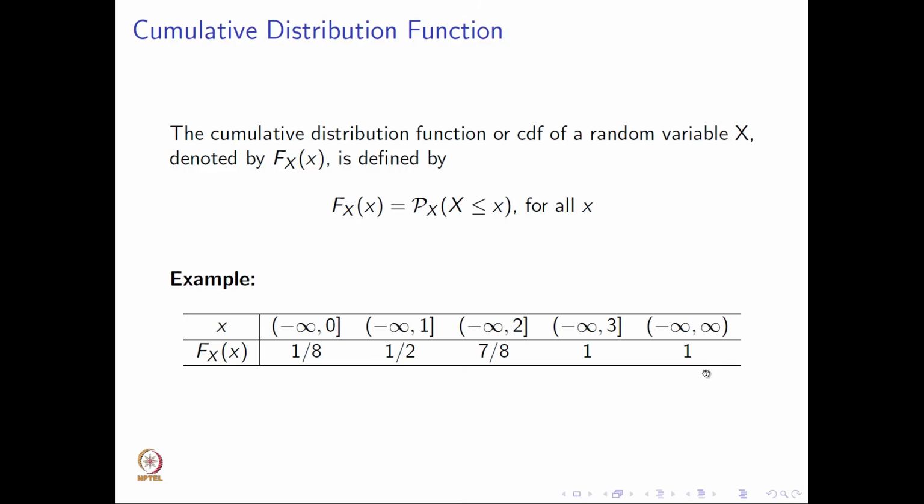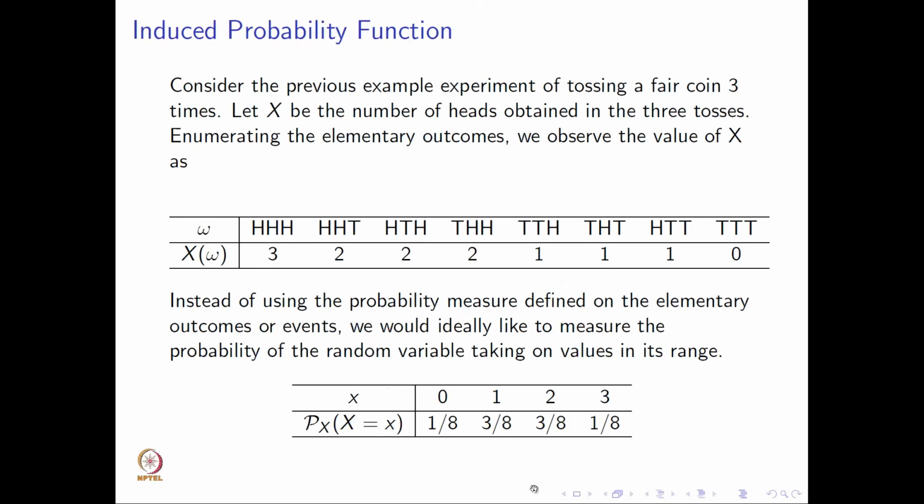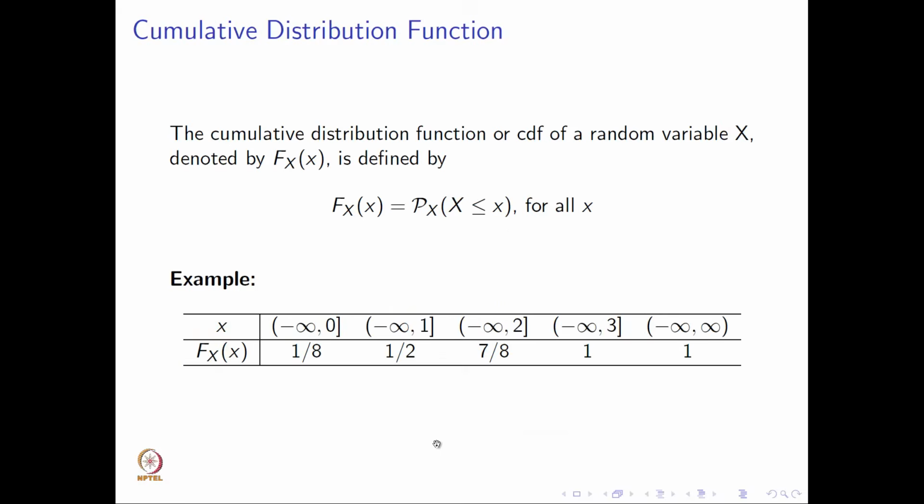For example, fX(1) equals 1/2, because the probability that the random variable X has a value of 1, let's just go back to the previous example, is 3/8. The probability that the random variable X equals 0 is 1/8, and therefore the probability that the random variable X takes on a value less than or equal to 1 is 1/8 plus 3/8, equal to 4/8 or 1/2.